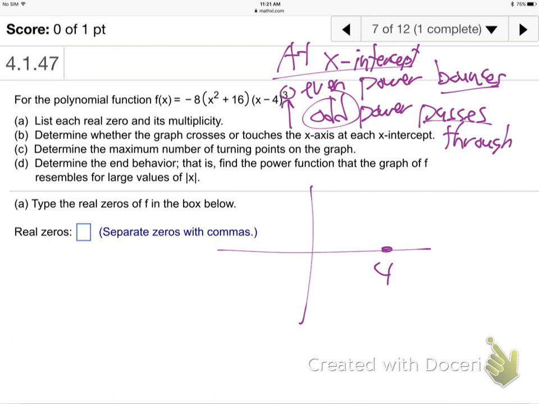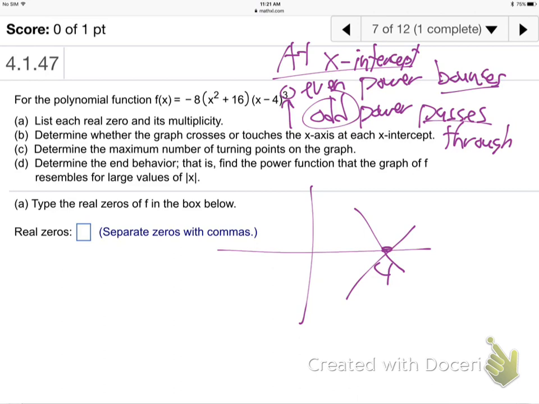It's going to go from low to high or high to low. It's not going to go boing and bounce back up. Even powers make everything positive, don't they? So it'll bounce. That's why they bounce. Odd powers give positive, negative, like x cubed, right? Positive, negative, passes through. All right, you know that. So at 4, it's going to pass through.